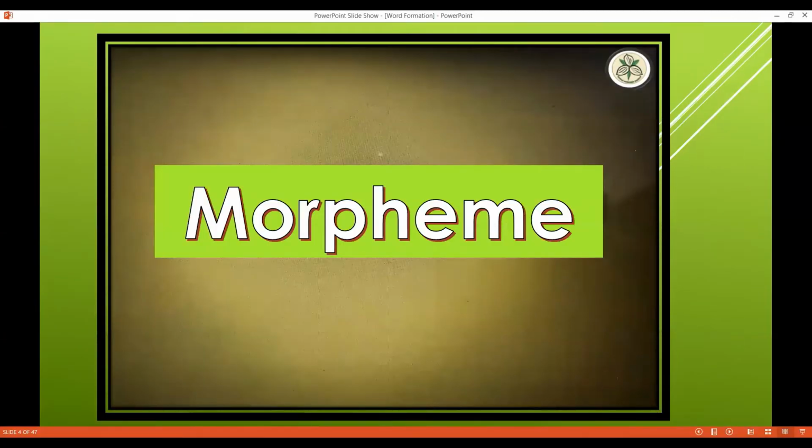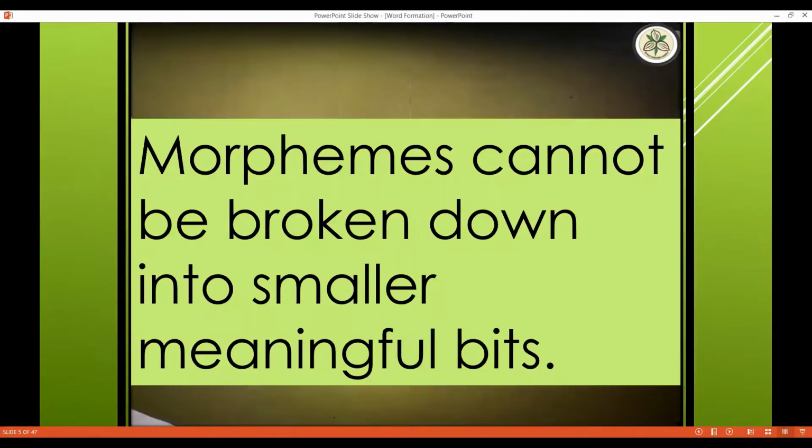A morpheme is the smallest meaningful unit in a language, and a morpheme cannot be broken down into smaller meaningful bits, just individual sounds or sound sequences which in and of themselves are meaningless. Now you might think that the word is the smallest meaningful unit in a language, but any given word may be composed of more than one meaningful element.